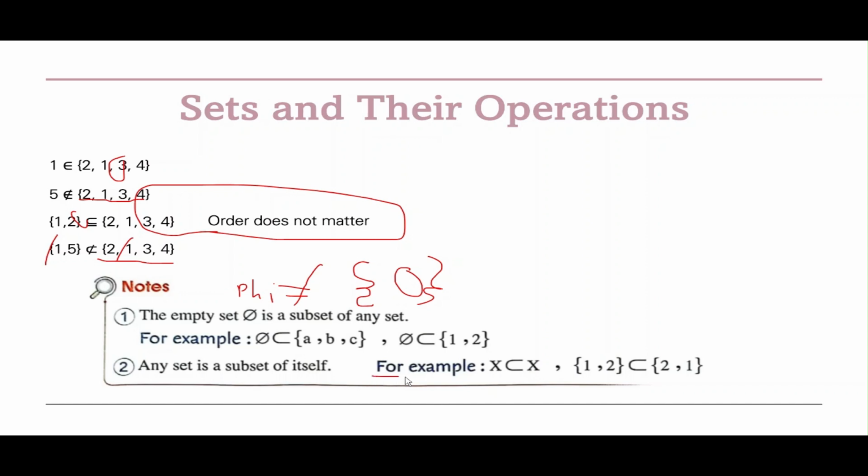Any set is a subset of itself. For example, X is a subset of X itself. {1, 2} is a subset of {2, 1}. But you said no, they are not the same order. Order does not matter, right? Yes.